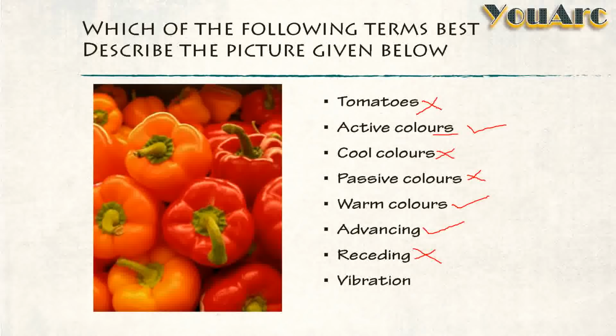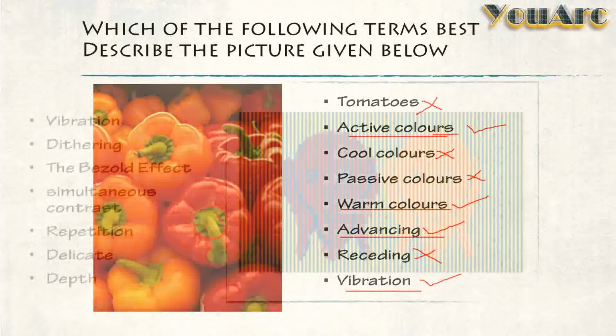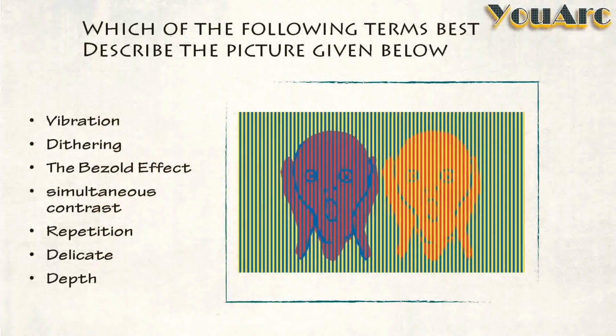Vibration, yes, we can see a minor vibration here. When red and green is put together, we can see the extra depth is happening here and little effect is happening. So there is vibration here in a very minor way. So the answer is active colors, warm colors, advancing colors and vibration. So which of the following terms best describe the picture given below? So what you can see here is a vibration.